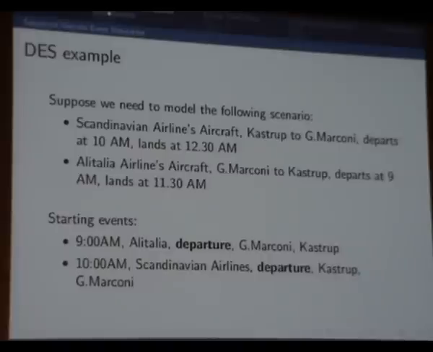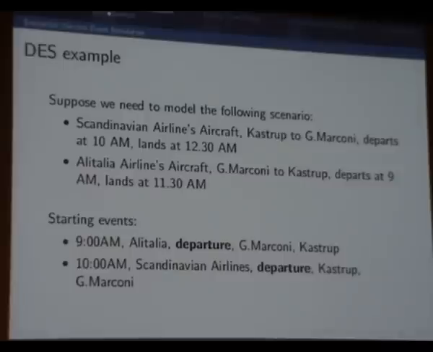So imagine also that we have to simulate two flights, one that departs from Copenhagen to Bologna at 10 a.m. and lands at 12:30, and then another one that departs from Bologna to Copenhagen at 9 and lands at 11:30. As you can see, events are overlapped, so this is important because we have to find a way to serialize those events, and this is the thing that the simulator will do.